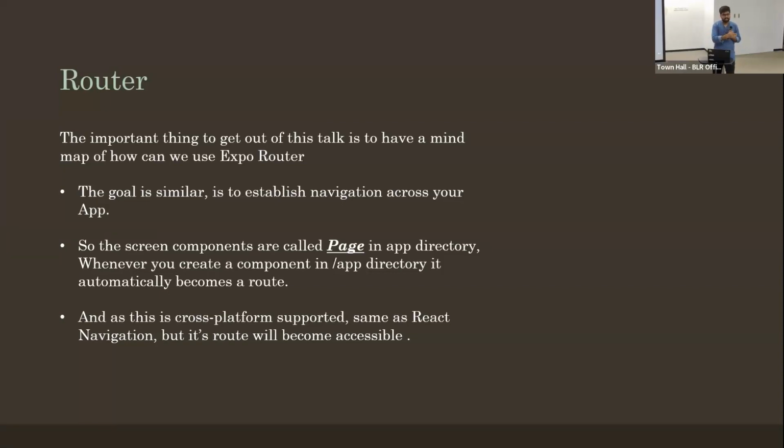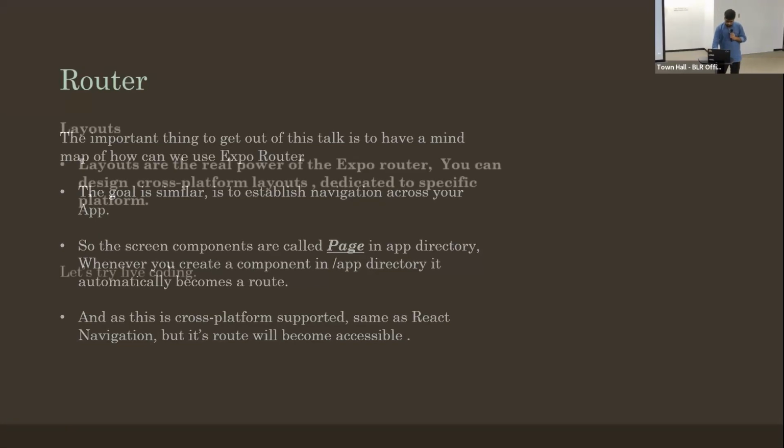Like earlier, it does not matter if you are defining a screen, because you cannot access it until you define that screen in your navigator. But in app router, as this is cross-platform supported, you will be able to access that screen in your web interface just by adding the name of that file to the URL bar. So as I told you, it automatically becomes a route.